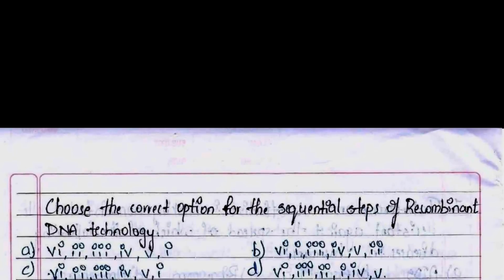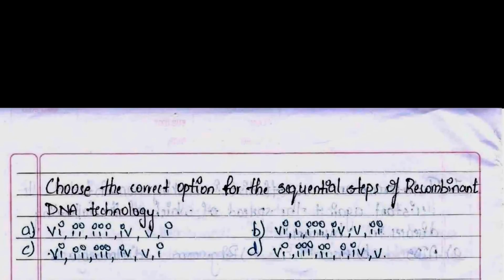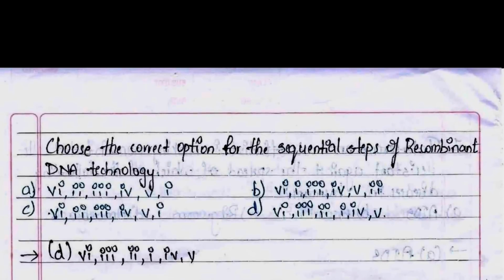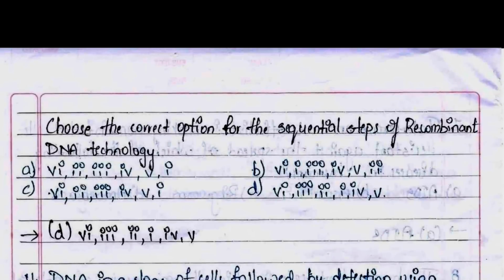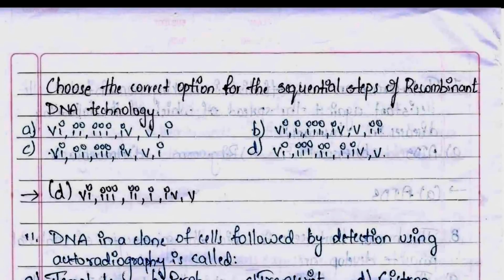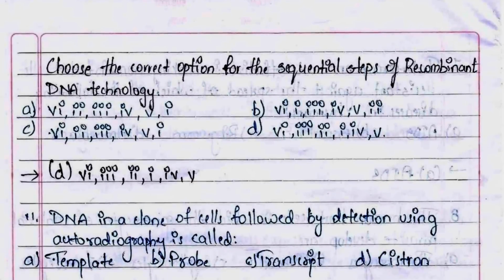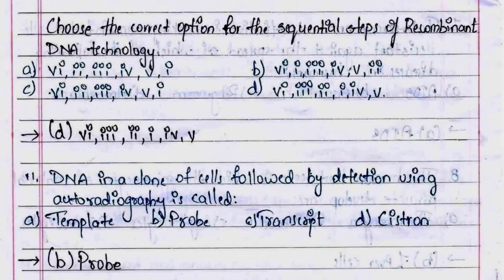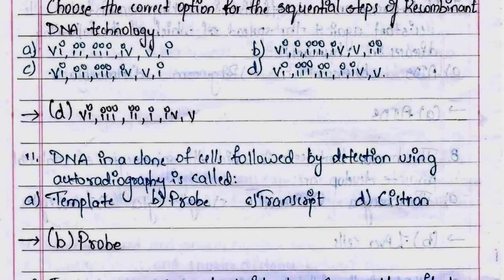Choose the correct option for the sequential steps of recombinant DNA technology. A, 6th, 2nd, 3rd, 4th, 5th, 1st. B, 6th, 1st, 3rd, 4th, 5th, 2nd. C, 6th, 2nd, 3rd, 4th, 5th, 1st. D, 6th, 3rd, 2nd, 1st, 4th, 5th, and the answer is D, 6th, 3rd, 2nd, 1st, 4th, 5th.